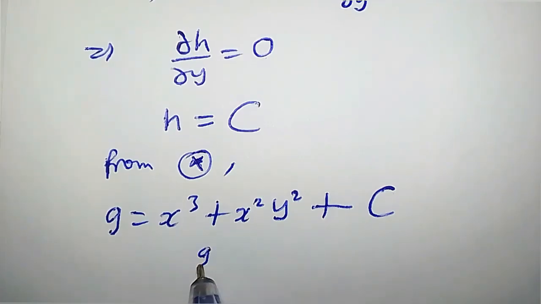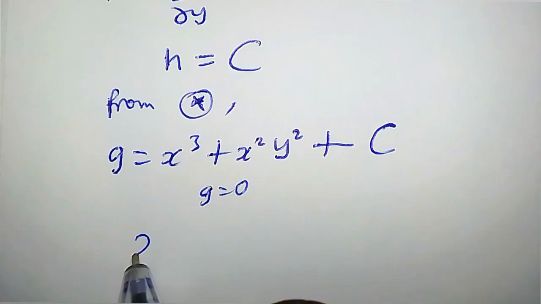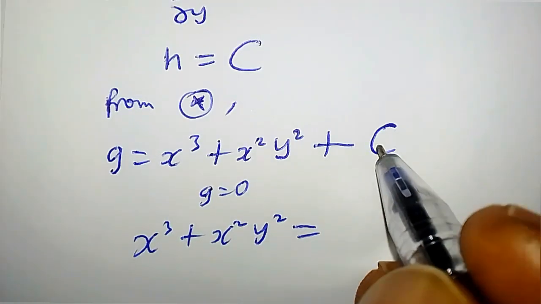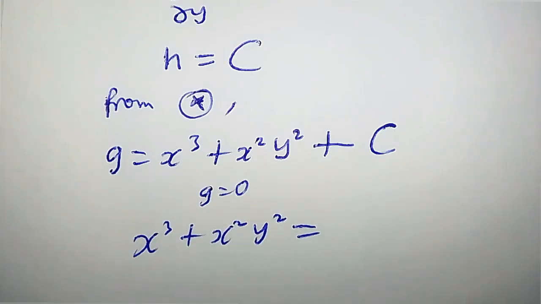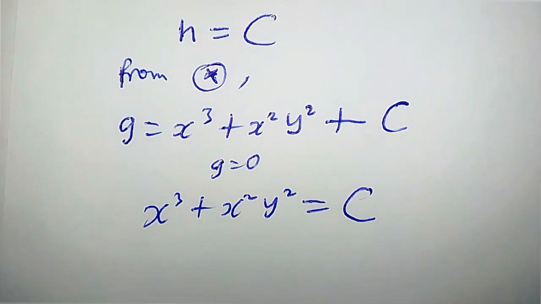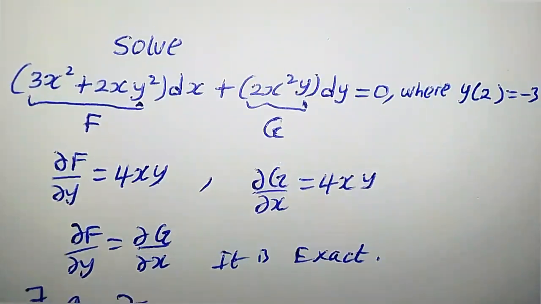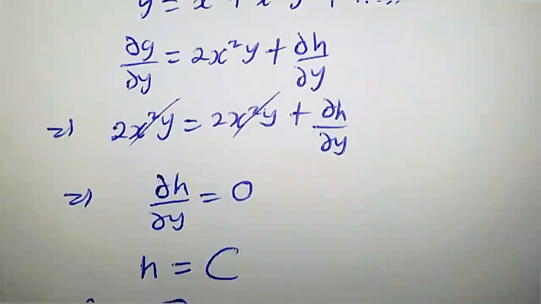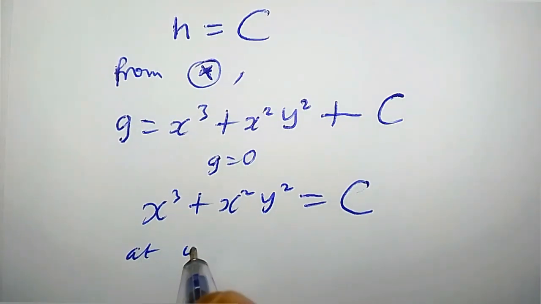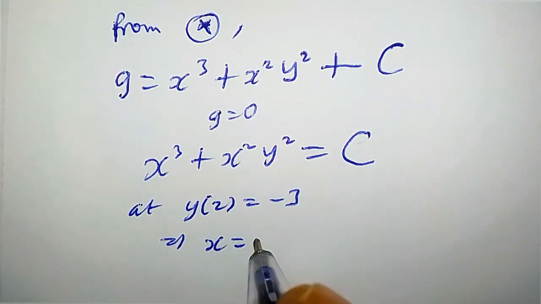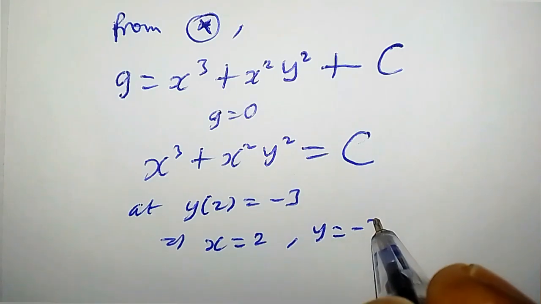If we set g to be equal to 0, this becomes x cubed plus x squared y squared equal to, transferring this c to the left hand side, we have minus c, which is also an arbitrary constant. So let's just write c, which is an arbitrary constant. Now, don't forget the condition we are given, this initial condition, where y of 2 equals minus 3. So let us consider that. At y of 2 equal to minus 3, this means that x is equal to 2 and y is equal to negative 3.